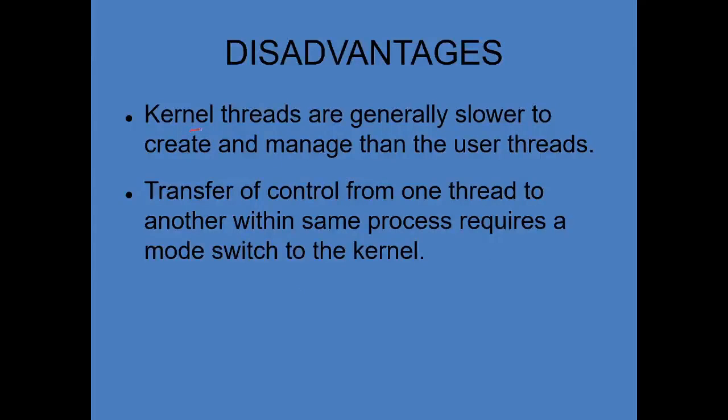The disadvantage is that kernel threads are generally slower to create and manage than user threads. To generate them inside the kernel, it is going to take more time compared to user threads. Also, transfer of control from one thread to another within the same process requires a mode switch to the kernel. So switching from user to kernel while using kernel threads is complicated, takes too much time, and makes the system a little bit slow.